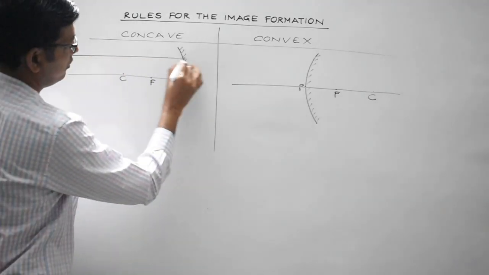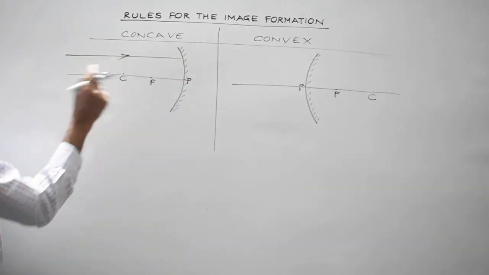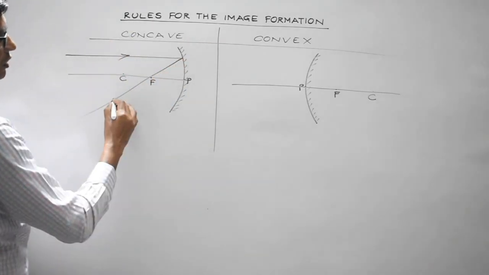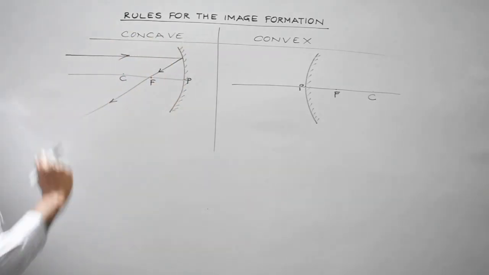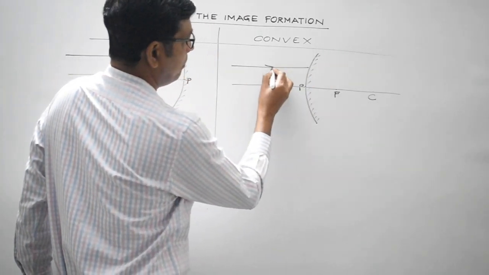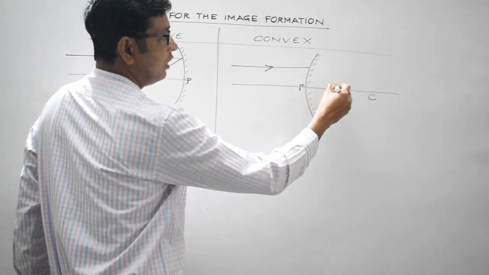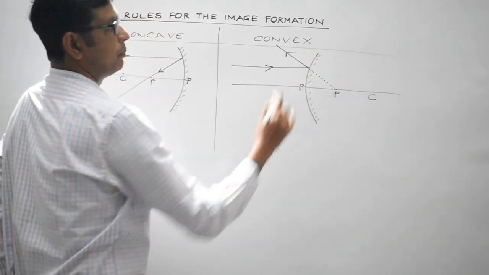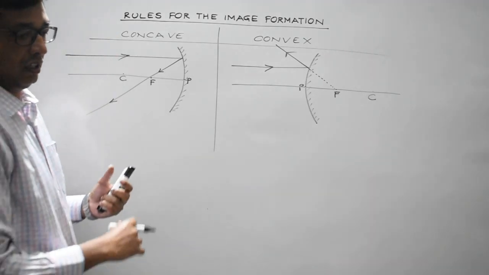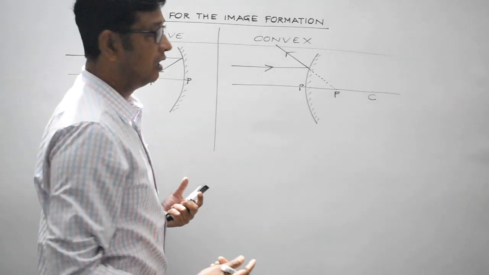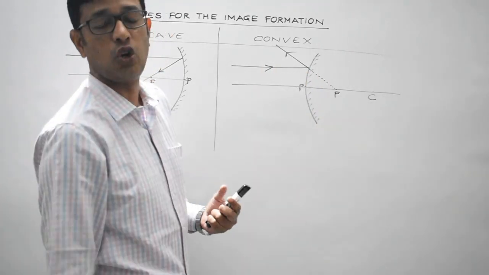A ray which is parallel to the principal axis, after reflection, tends to pass through the focus in the case of a concave mirror. And in the case of a convex mirror, a ray parallel to the principal axis will appear as if it is coming from the focus. The point to be noted here is that any line which is drawn behind the mirror is actually imaginary, so it has to be represented by dotted lines.